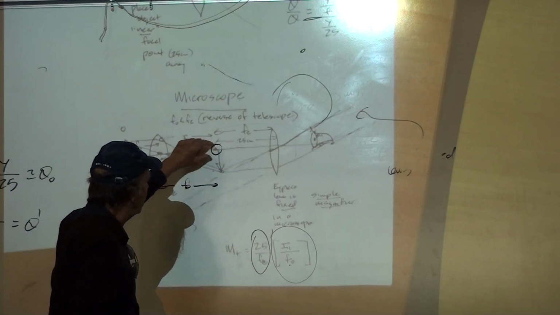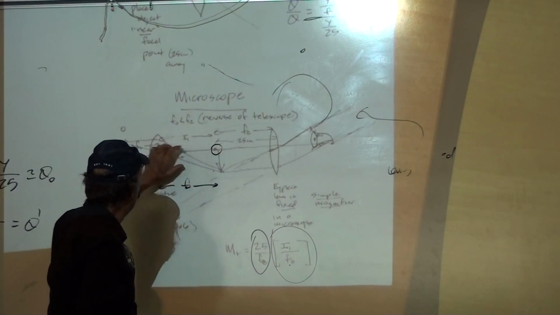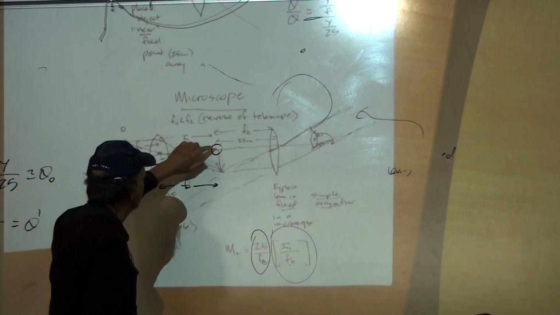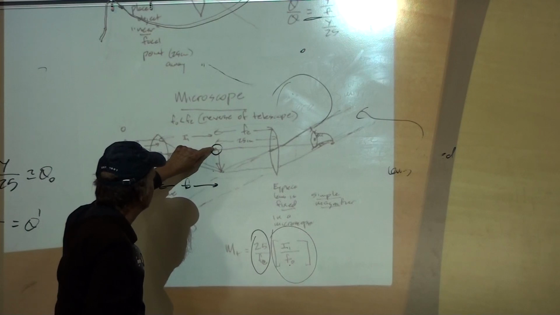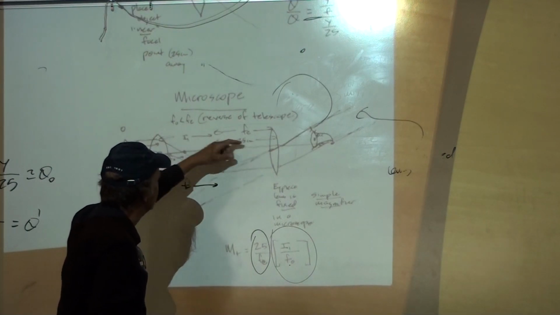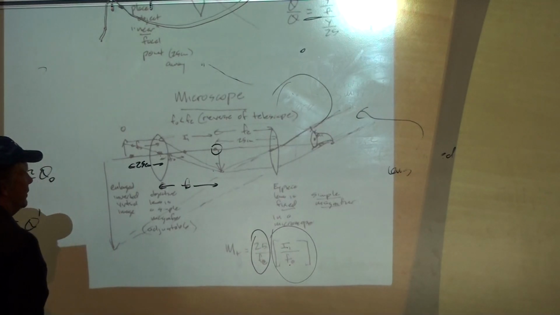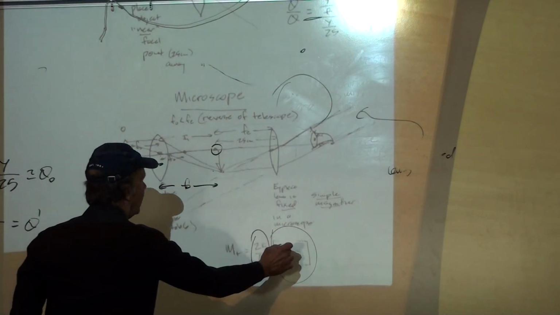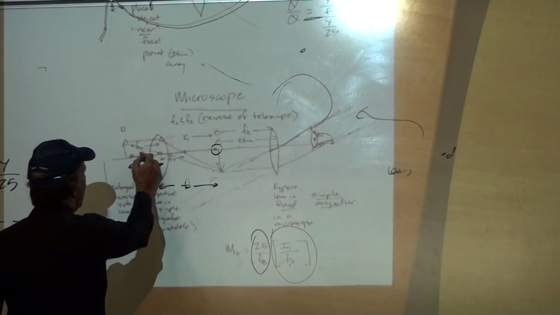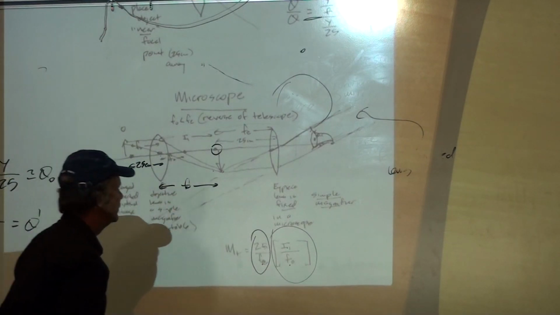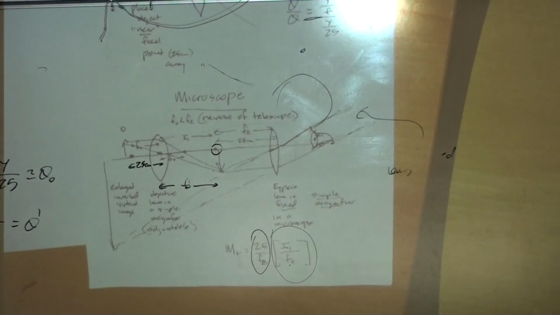And then from there, this actually could be closer than that if you wanted to. But you want this to appear at 25 centimeters away, so that this part of the diagram is the 25 over FE. So you've got I1 over FO divided by 25 over FE. So that's your magnification for the microscope. Are there any questions about that?